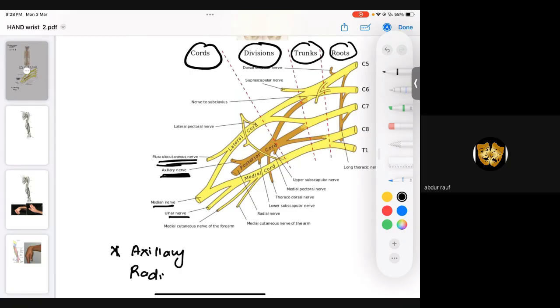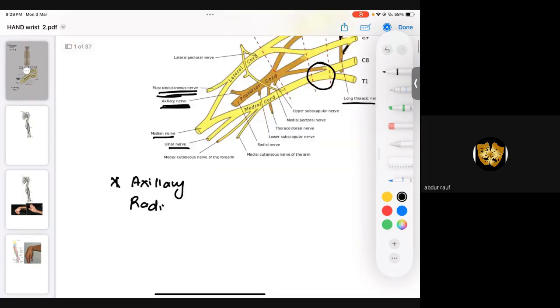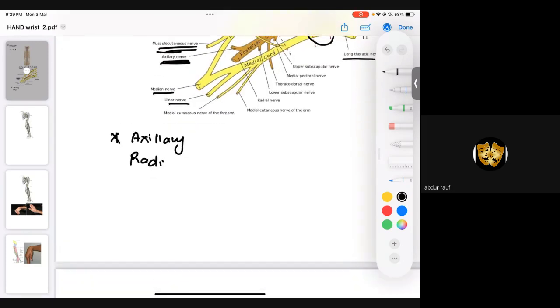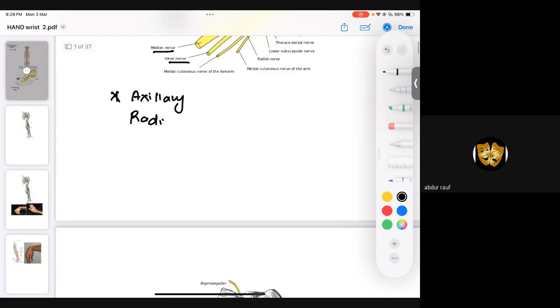Okay, then we have trunks. We'll be discussing trunks as well. Here you guys can see you have upper trunk, lower trunk, right? These two trunks are significant. We are going to discuss that in detail. And we have our last nerve, which we'll be discussing in the end, that is the long thoracic nerve, which basically arises from the roots. Here you guys can see, right? So we'll be discussing axillary first, then radial, median, ulnar, and musculocutaneous, right? So the first one which we are going to discuss is the axillary nerve.